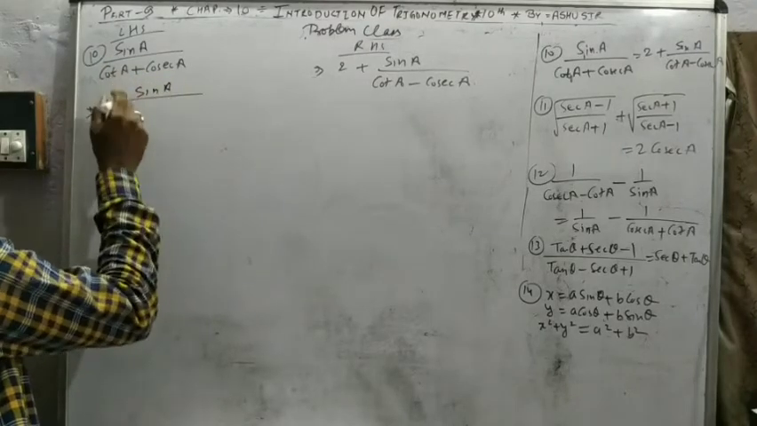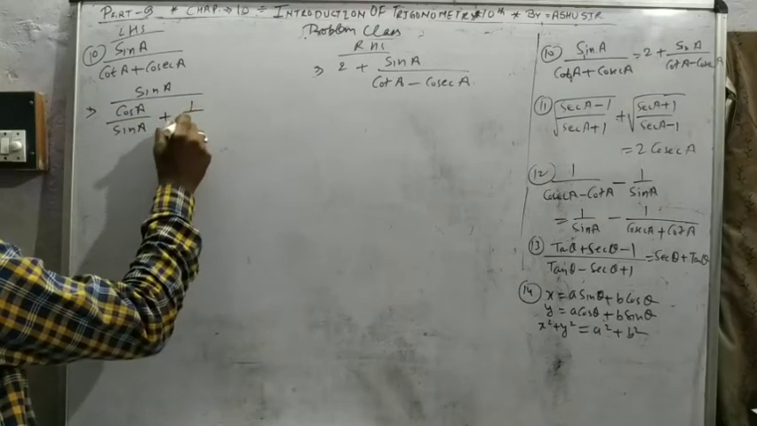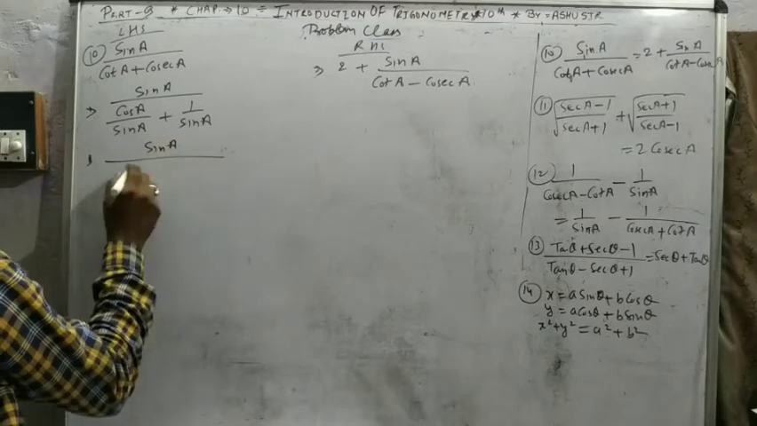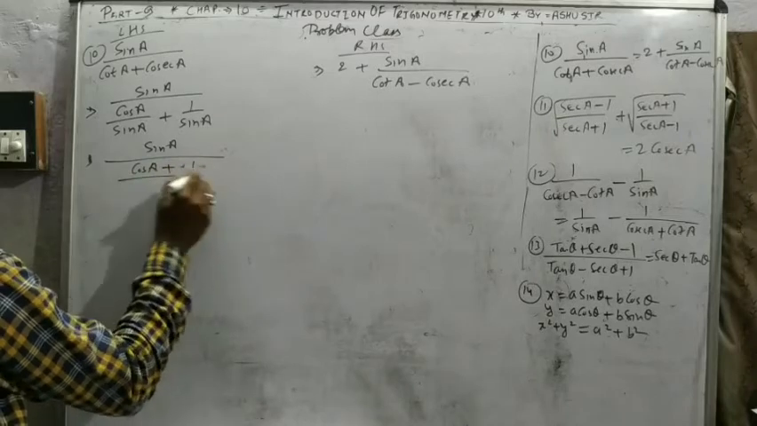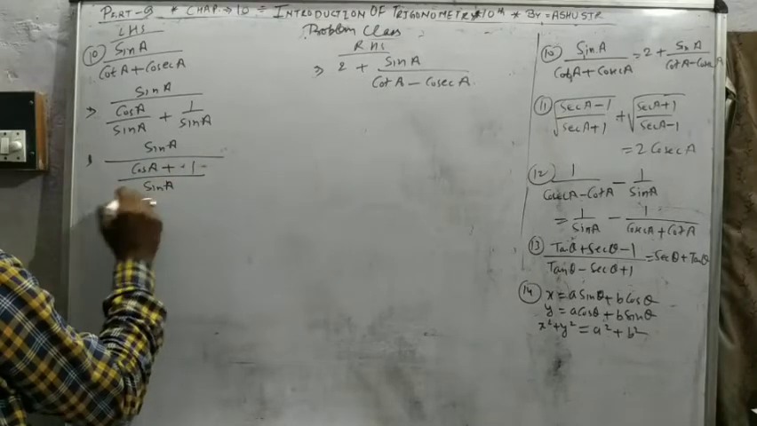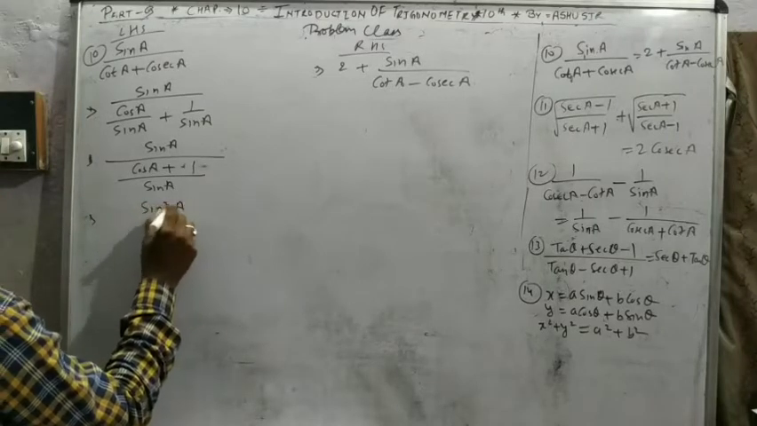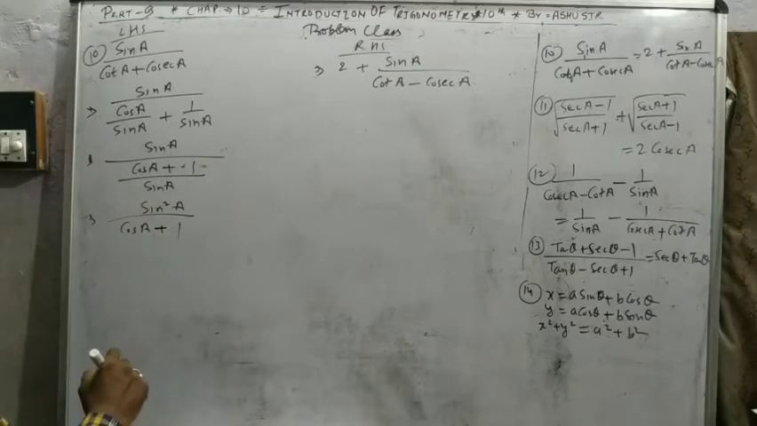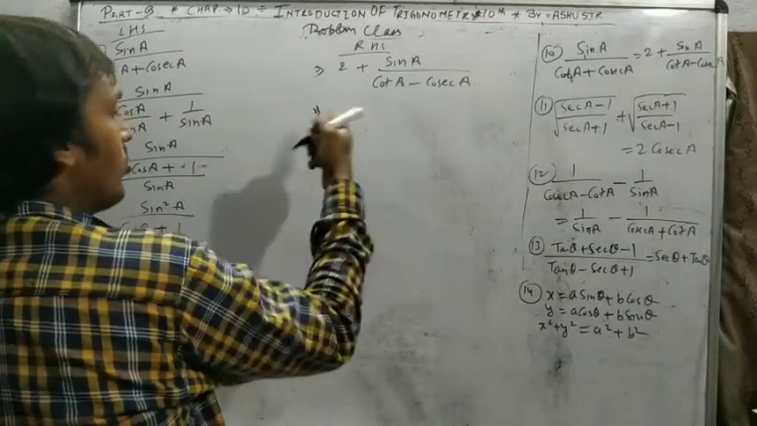Sin cos conversion, cos A upon sin A, 1 upon sin A. Take the LCM. Sin A. So we get sin square A upon cos A plus 1. This is the simplified form. Then we solve RHS. If you have any problem, you can solve that again.